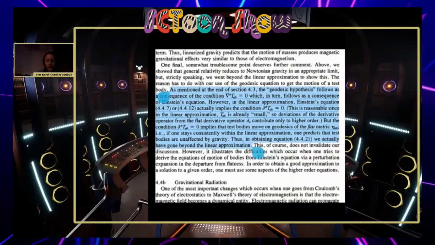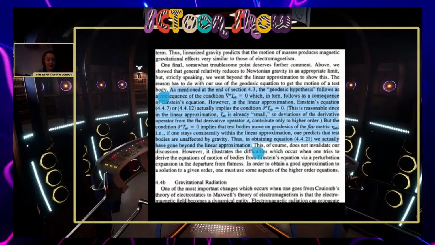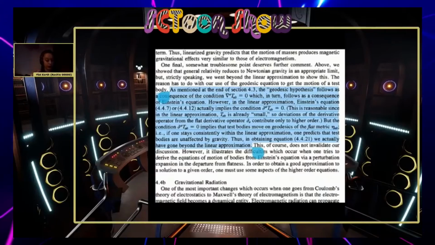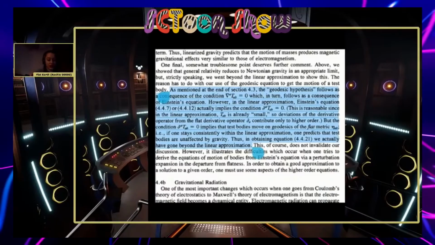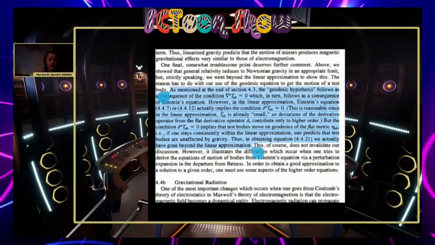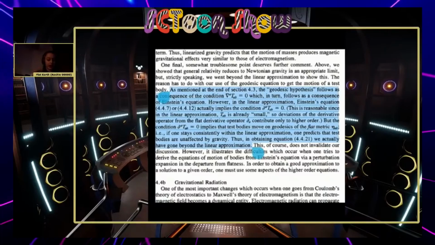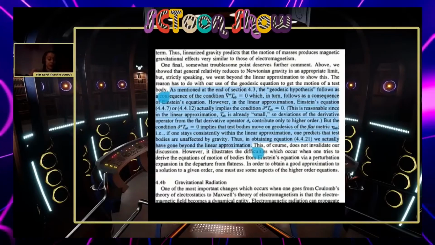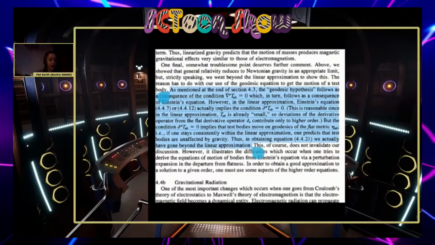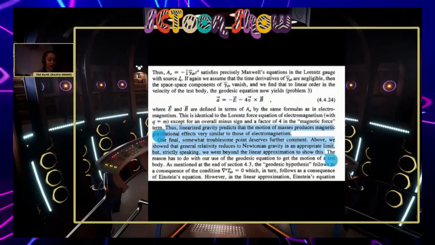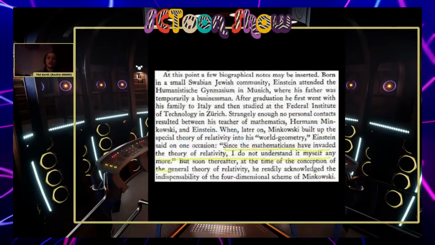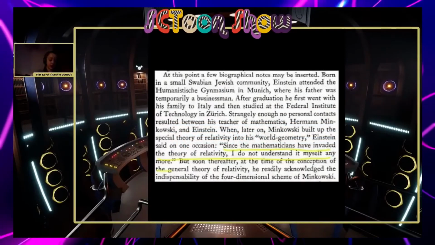In one document it says that linearized gravity predicts that the motion of masses produces magnetic gravitational effects very similar to those of electromagnetism. On one final note, somewhat troublesome point, it says that it deserves further comment. Above, we showed that general relativity reduces to Newtonian gravity in an appropriate limit, but strictly speaking, we went beyond the linear approximation to show this. If one stays consistently within the linear approximation, one predicts that the test particles and the test bodies are unaffected by gravity. Einstein himself apparently said, since the mathematics have invaded the theory of relativity, I do not understand it myself. That's what Einstein said himself, that he did not understand the theory of relativity himself since the mathematics got involved.